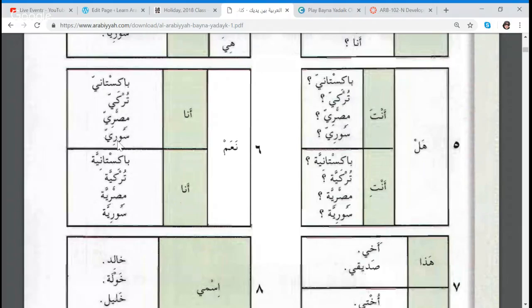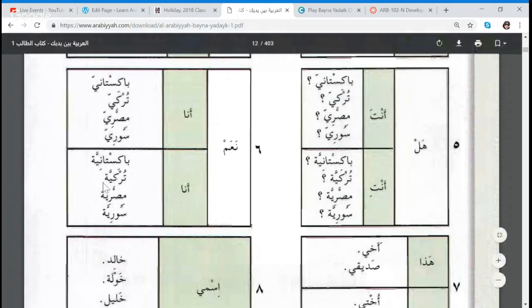Now try the bottom. Nam Ana Pakistania. Nam Ana Turkiya. Nam Ana Misriya. And Nam Ana Soriya. Now, I want you to go back and put the vowels on all of those, okay? So do those four again, but put the vowels at the end. You did it on Syria, but do it on the others as well. Try that.